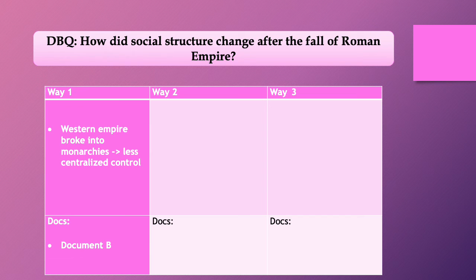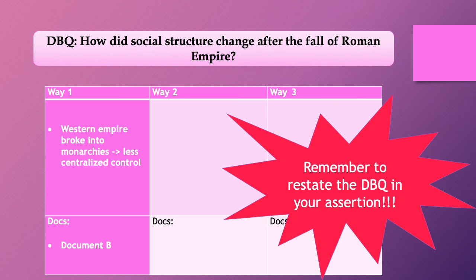So go ahead and pause the video, find 2 other ways that the social structure has changed after the fall of the Roman Empire. And don't forget, when you're making your assertion, you always want to restate your DBQ. This is not a central idea. It does not start with the phrase according to.